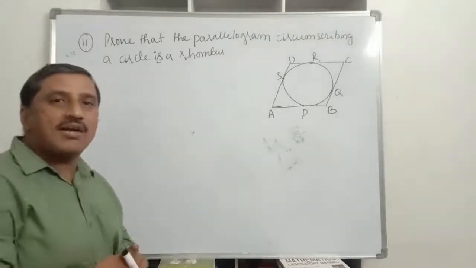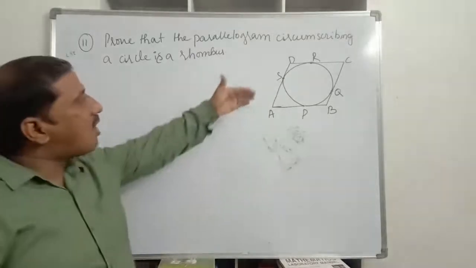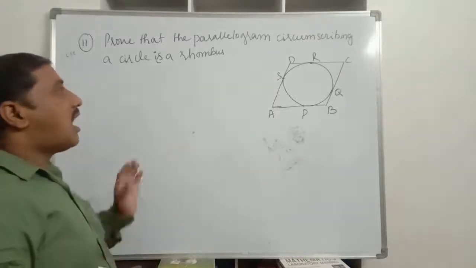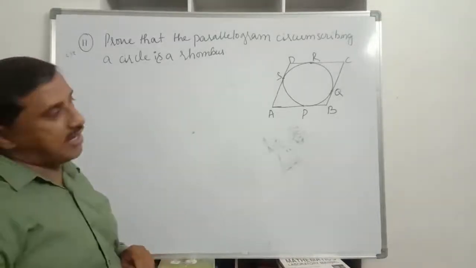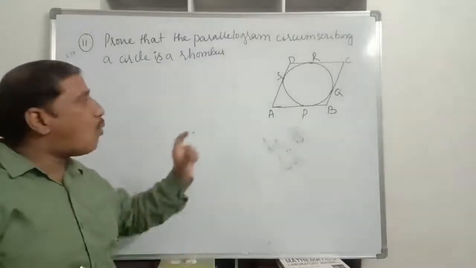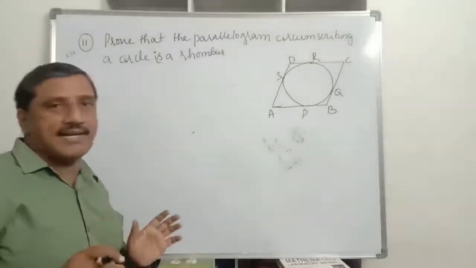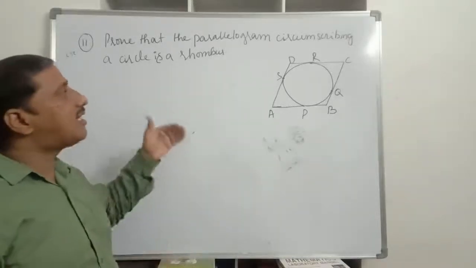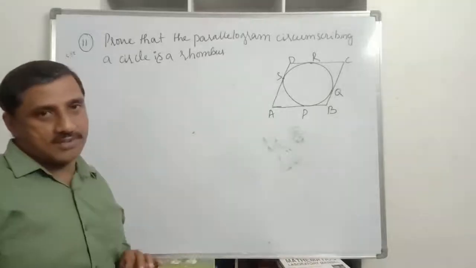What is a parallelogram? A quadrilateral in which opposite sides are equal and parallel to each other and opposite angles are equal. What is a rhombus? A rhombus is a parallelogram in which one pair of adjacent sides are equal. If one pair of adjacent sides are equal, then that parallelogram is a rhombus.